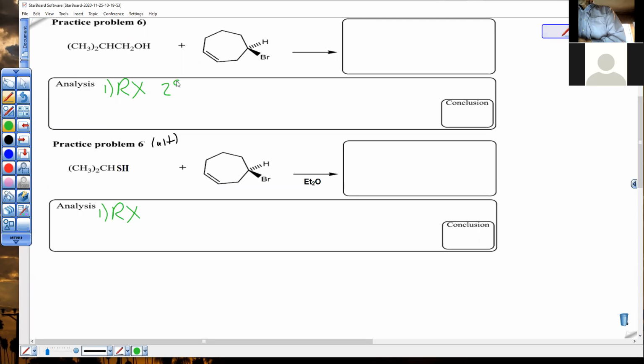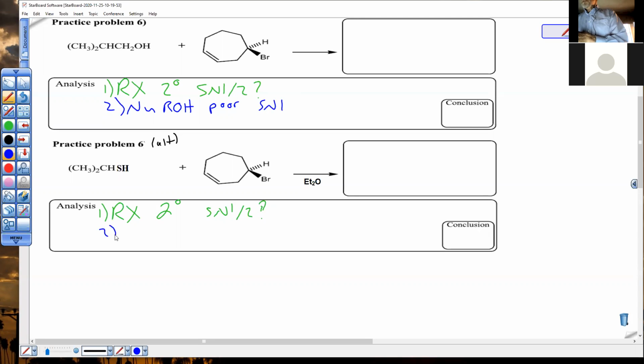Secondary, don't know. Secondary, don't know. Okay, nucleophile, blue new. Neutral oxygen, poor, favors SN1.